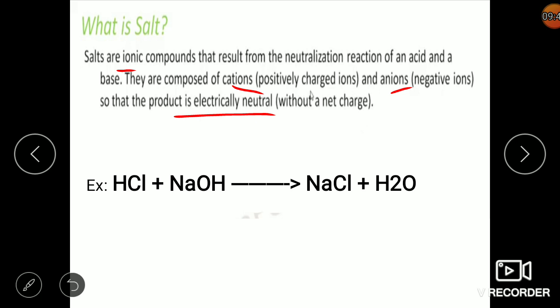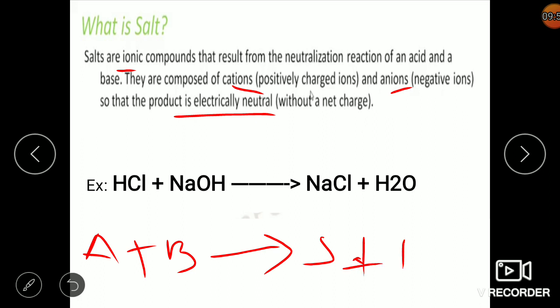Now let's understand what is neutralization reaction. Neutralization reaction is basically the reaction between the acid and that of base. So if you mix acid and base, it always results in salt plus water. Okay, so acid, base, if you mix, what will be the result? The result is always salt and water. One example is being given here.